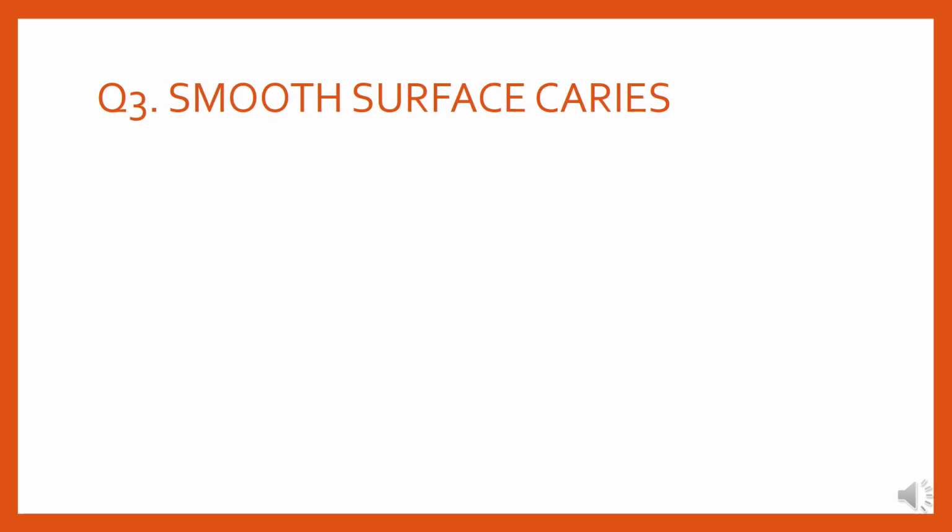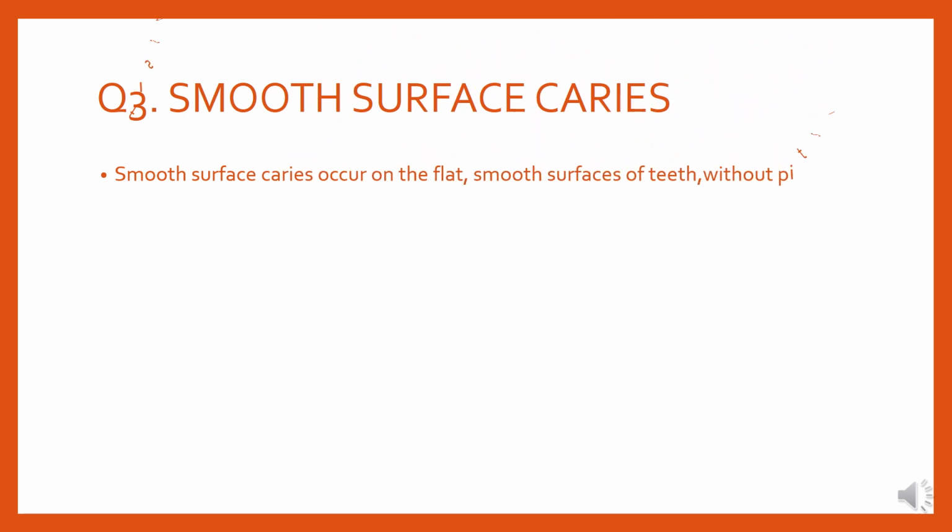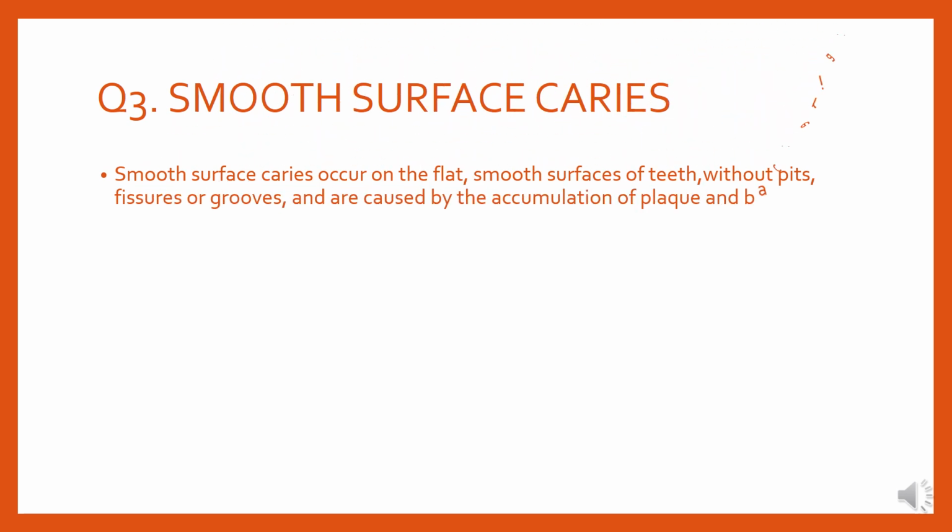Third question is smooth surface caries. Smooth surface caries occur on the flat, smooth surfaces of teeth without pits, fissures, or grooves, and are caused by the accumulation of plaque and bacteria in areas that are difficult to clean.